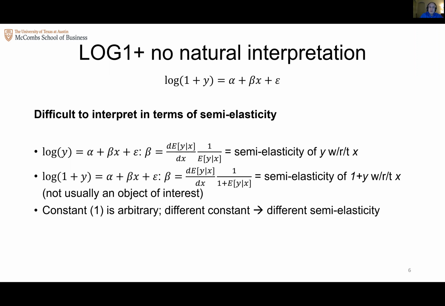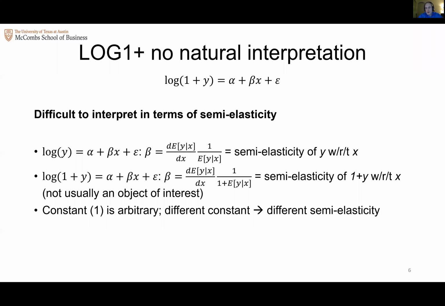The problem is that once we're adding a 1 to y before we take the log, what we end up with is the change in the expected value of y with respect to x divided by 1 plus the expected value of y. And so again, we have an interpretation in terms of a semi-elasticity of 1 plus y with respect to x. But that's not generally something that we're going to be interested in if we're trying to make statements about the quantitative implications of a particular set of estimates. So we lose that semi-elasticity.